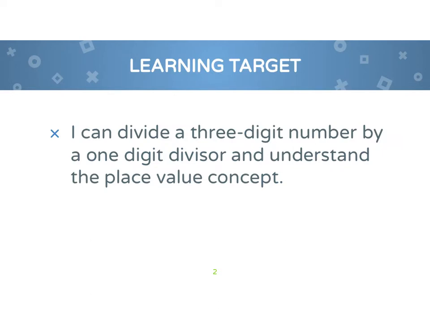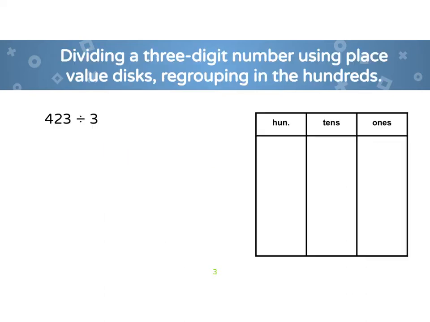Today we're going to divide a 3-digit number by a 1-digit divisor and understand the place value concept. I think we're going to go pretty fast because you guys are really getting this. I want to do this step by step and see what we're doing in the long division and how it correlates to our place value chart.